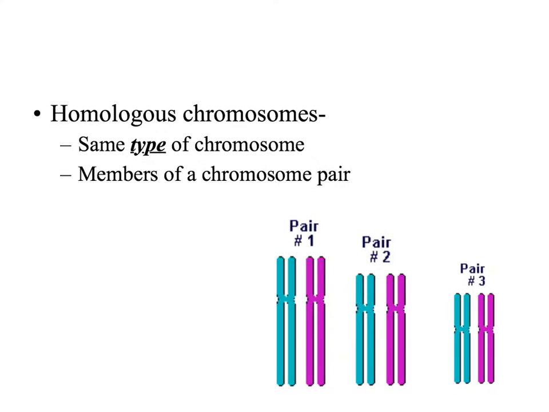During meiosis, we're going to see chromosome types pair up. These homologous chromosomes are chromosomes of the same type. We know they're the same type because they have many similarities. They're similar in length, they have the same location of their centromere, and they have the same genes on them. So these members of a chromosome pair are going to be attached during the first stages of meiosis.